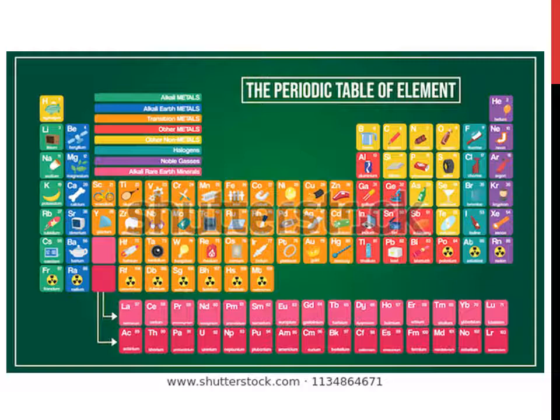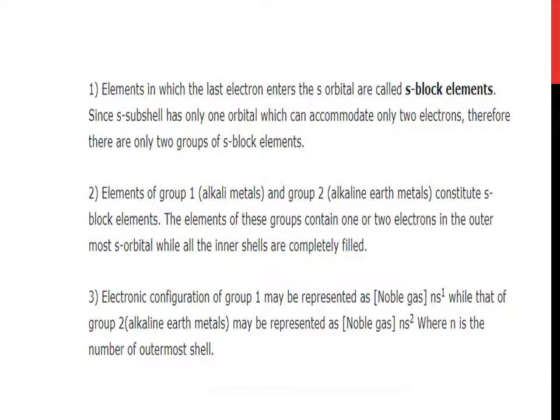Francium and radium are radioactive elements, and during our discussion of physical and chemical properties, they will not be considered. Let us start with S block elements. Elements in which the last electron enters the s orbital are called S block elements, and elements of group 1 and group 2. Group 1 is alkali metal, group 2 is alkaline earth metal. They give S block elements.